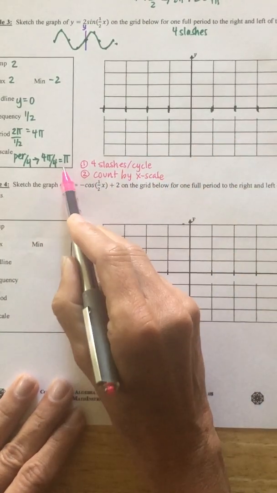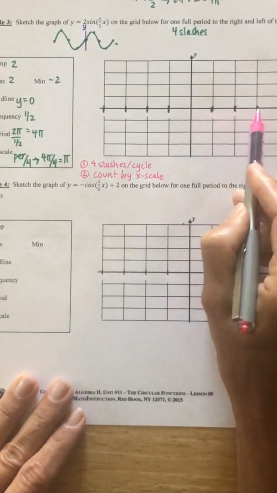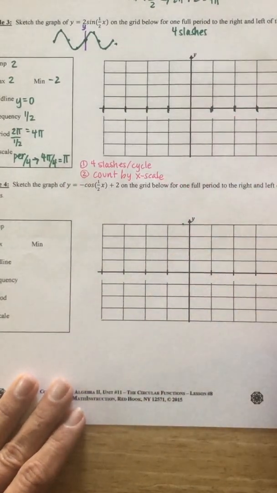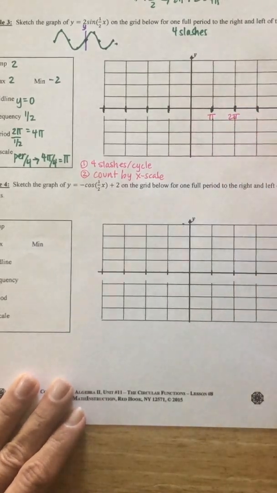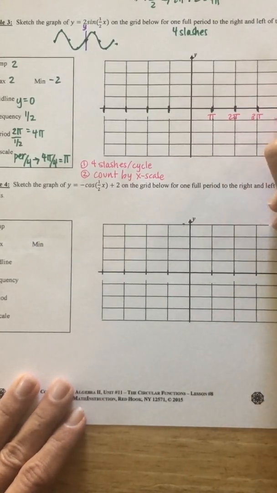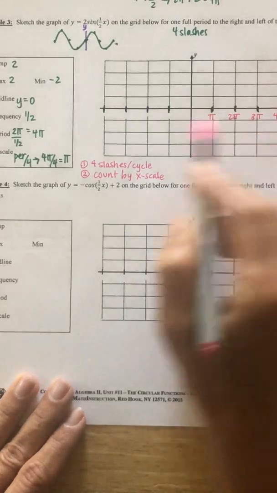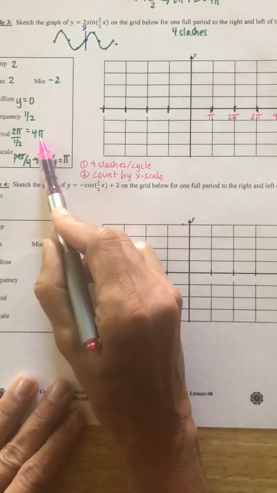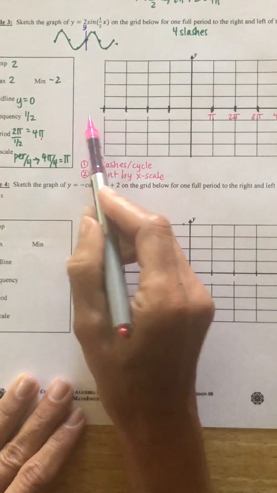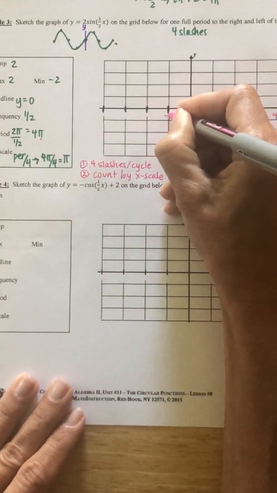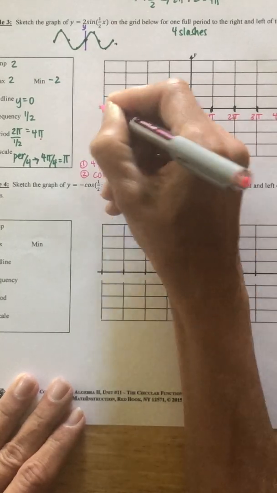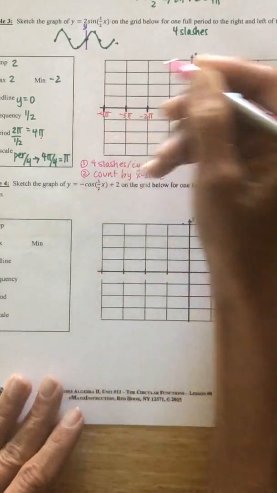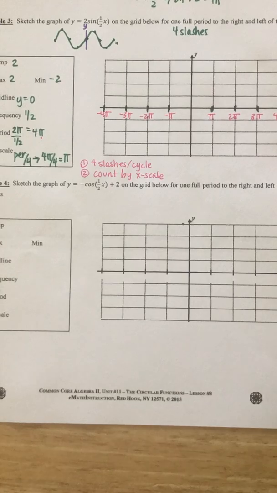All right, our x scale is counting by pi's. So 1, 2, 3, 4 slashes, they go up in increments of pi. So 1 pi, 2 pi, 3 pi, 4 pi. We said that this ending point should match your period. Now, if we're labeling to the left, they're just negative. Negative pi, negative 2 pi, negative 3 pi, negative 4 pi. All right, so we're labeled.